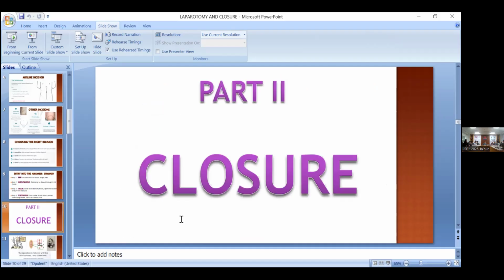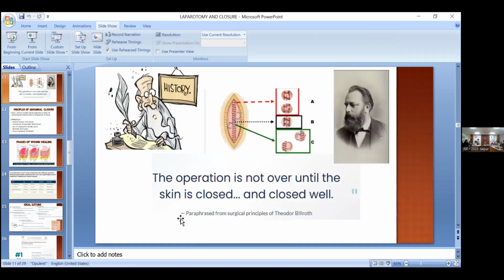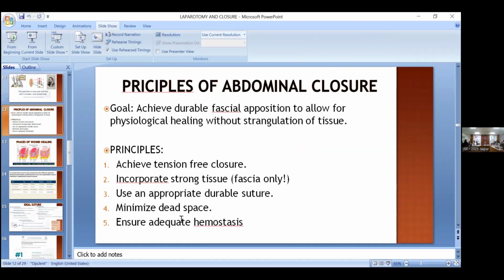So now coming to the second part of the presentation, it would be on how to close the laparotomy wound. There's a popular phrase from the Surgical Principles by Theodore Billroth. He said the operation is not over until the skin is closed, and it should be closed well. The main principle and goal behind a good abdominal closure is to achieve a durable fascial apposition to allow for physiological healing without strangulation of the tissue. So the main principles of closure are to achieve a tension-free closure, and it should incorporate the strongest tissue that is available in the incision, which is generally the fascia.